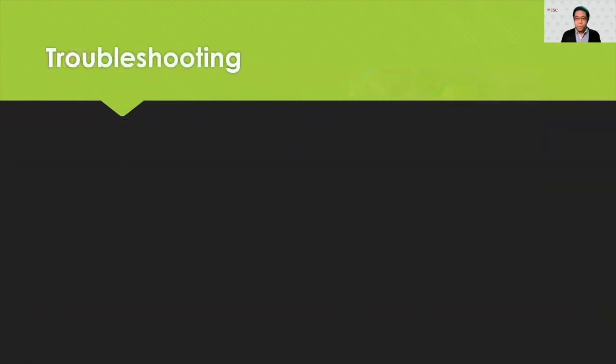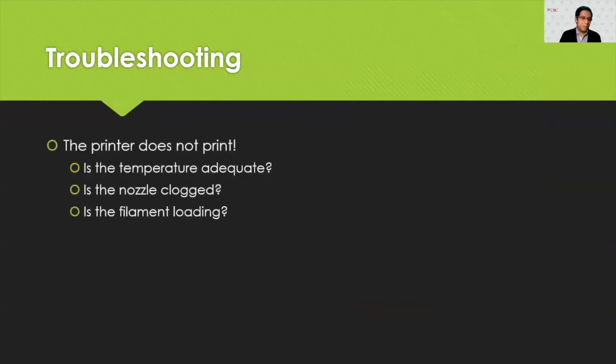Finally, at this point, you are now experts in 3D printing materials, configurations, and infills. Nevertheless, stuff still happens, and we get unexpected and undesired results. If, for example, the printer does not print, we can look for things like: is the temperature adequate for this material? Is the nozzle clogged? Is the filament loading? If everything seems to be okay, it might be that our filament is not getting into the heating chamber. Let us bring an old picture.